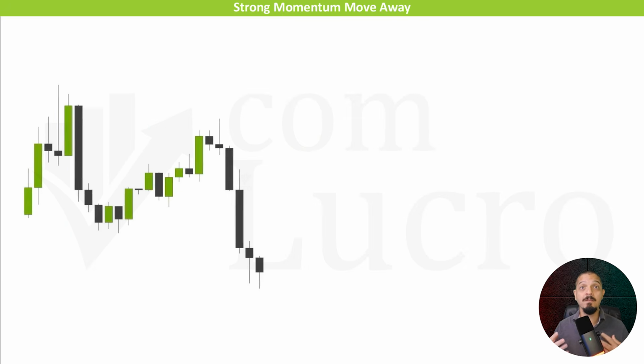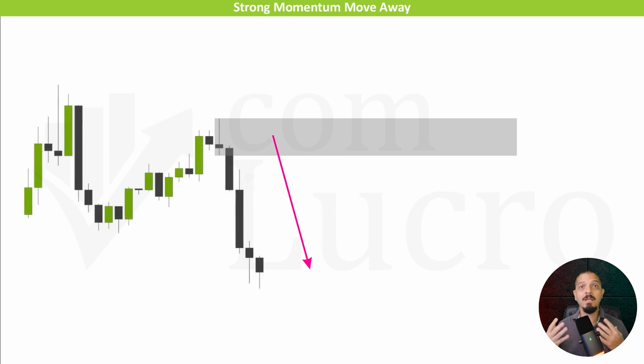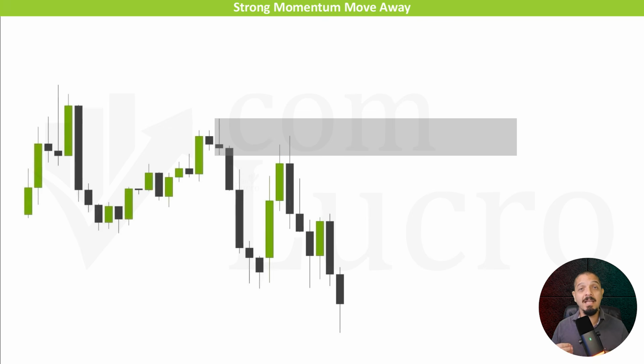Number 2, the move away was drastic. If price previously moved away from an area with strong momentum, it signals that the level carries weight and that price may react aggressively there again.